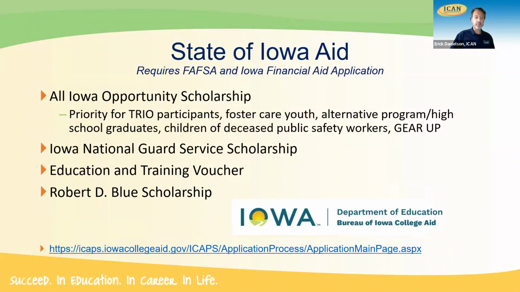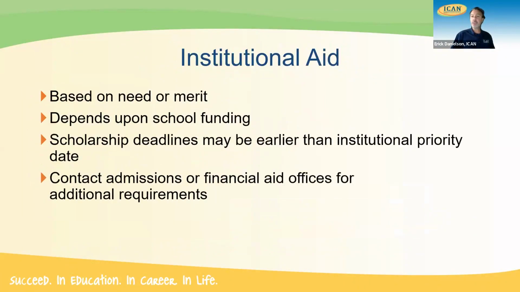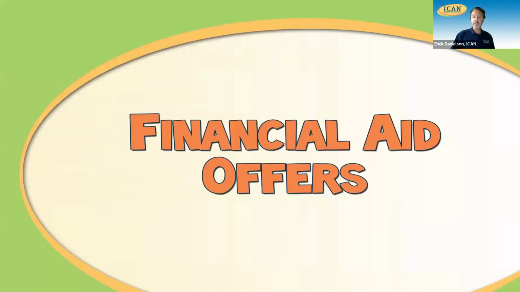And there is more information on their website that you see down below there on the screen if you want to learn more in depth about the state of Iowa aid. Institutional aid is also something that can be listed on these financial aid offers. If you ever have a question on that, I would encourage you to contact the admissions or financial aid offices that are on there. But this is also something that you could see on some of your financial aid offers.